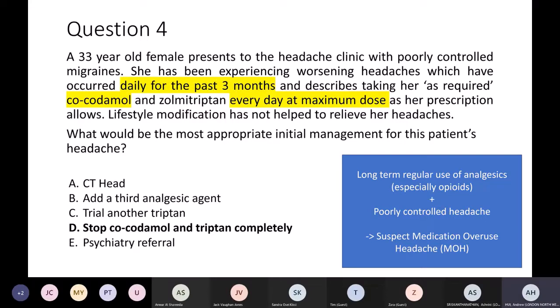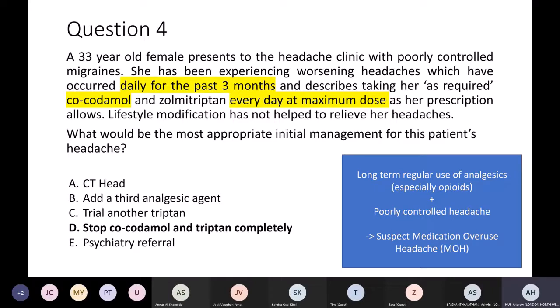Unfortunately, the only way to manage medication overuse headache is by stopping the offending medication. And if you've ever been to a headache clinic and seen this type of patient, they're very reluctant to stop taking the analgesia. And I guess rightly so in some regards, as when they do stop taking that cocodamol in this case, they will experience some withdrawal and the headaches will probably get a bit worse before they get better. But this is a very typical presentation and it is a headache to be aware of.